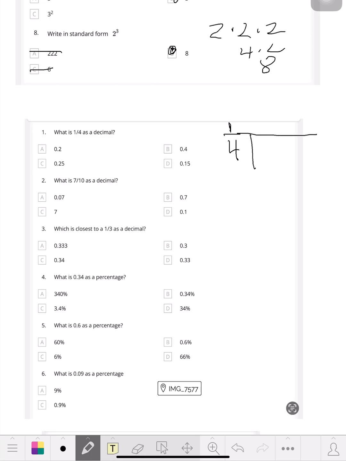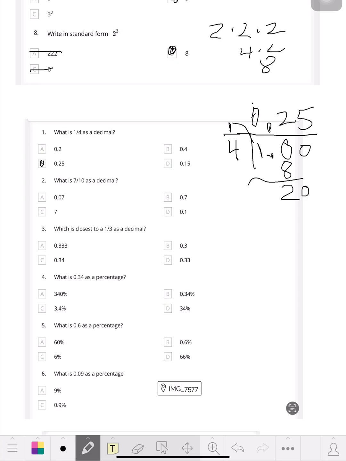But if you don't, you just take the number like this, draw the line a little bigger, and carry this 1 down here. You put a dot, a decimal point, because that's what it is. Now you carry the decimal point up here. 4 goes into 1 zero times, so it's 0. You don't have to write the 0 if you don't want to, but you can. Now you put your imaginary 0 here. 4 goes into 10 2 times. 2 times 4 is 8. Carry the 2 down. Put another 0 here, carry that down. 4 goes into 20 5 times. 0.25 is your answer. Any of these? Yeah, look at this.